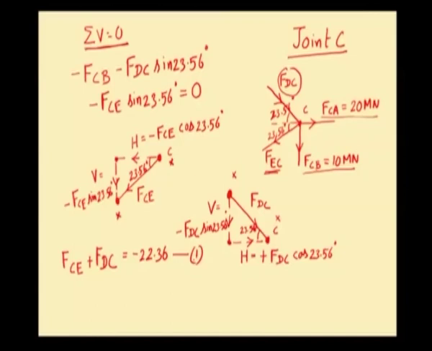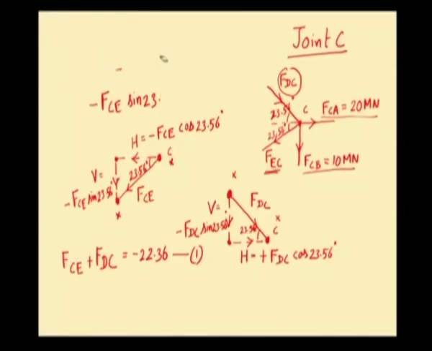Now, we shall apply the second equilibrium condition, which is sigma h equal to 0. The algebraic sum of all horizontal forces acting at joint C is 0. FCB is a vertical force, hence it does not have any horizontal component. FCA moves towards the right, it is a horizontal force going towards the right, so we should have a positive sign for it, plus FCA.